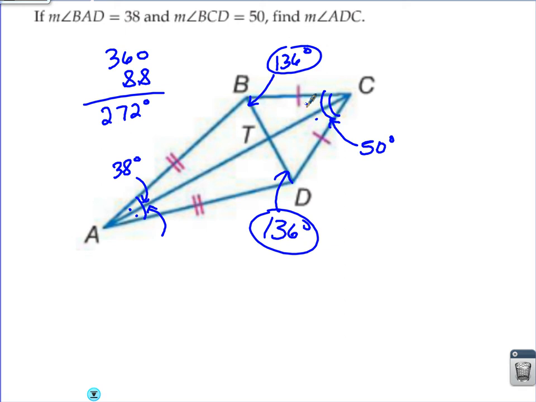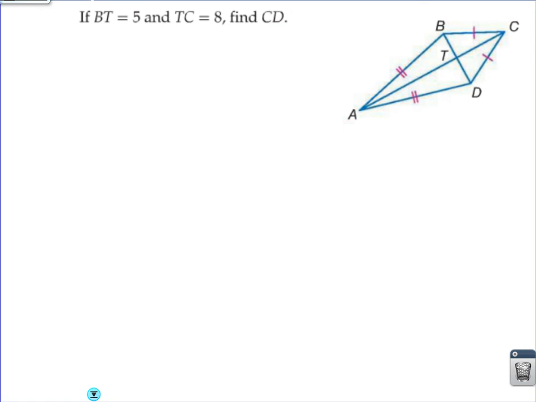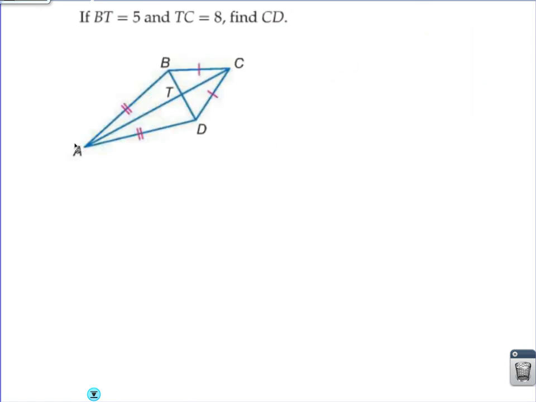Will the other one? Is this angle and this angle congruent? Not necessarily. Because you don't have congruence here. Now, if they were congruent, would it be a rhombus? Yes. Next one, BT is 5. And I think this is a duplicate problem as well.